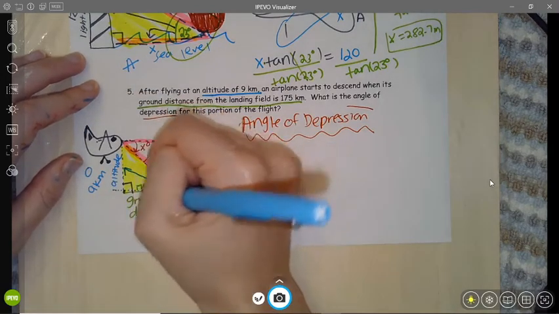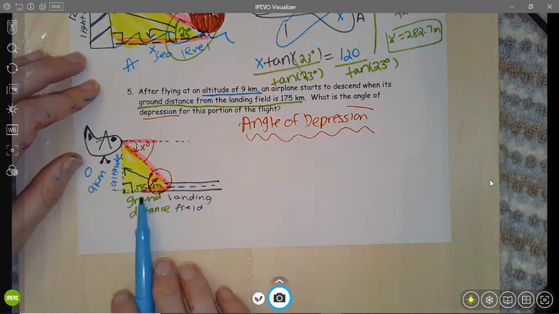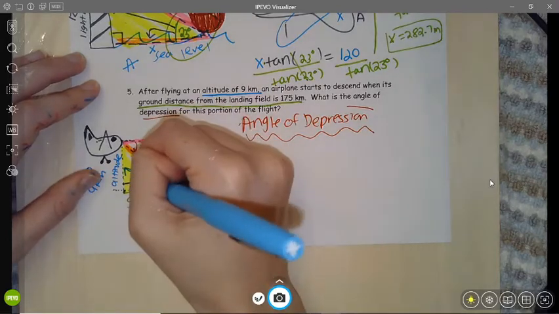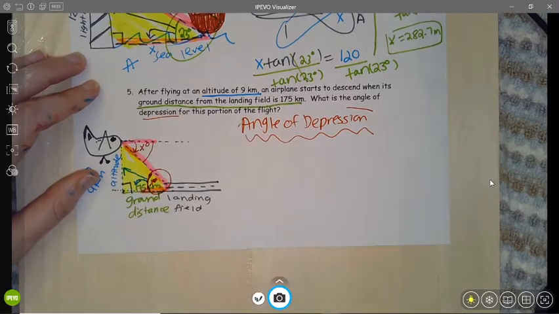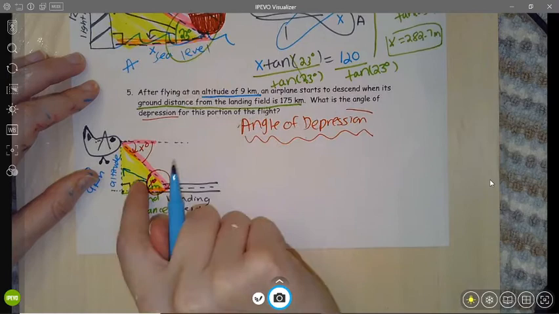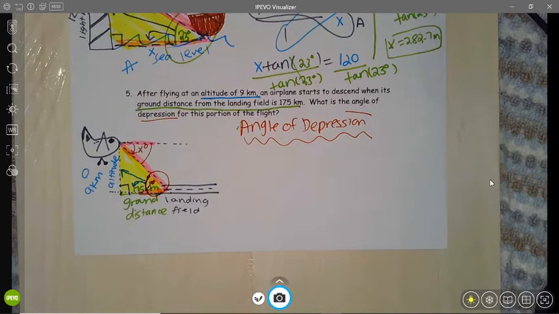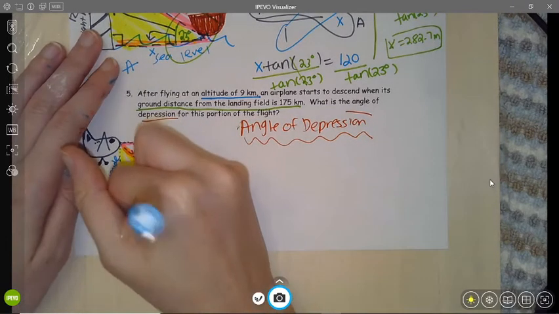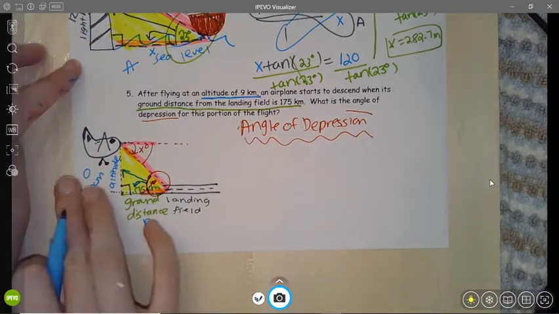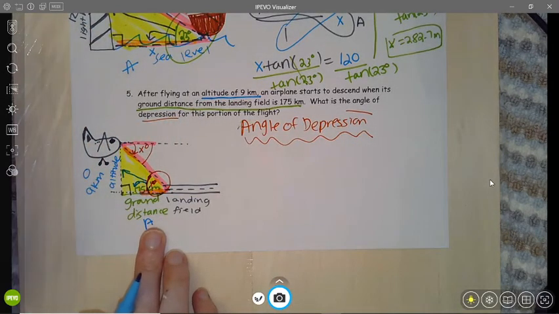The 175 kilometers, which I know I wrote over, now it's hard to see, is a side right next to my angle that is not the hypotenuse, because the hypotenuse is the side across from the right angle. So what side is the 175 kilometers? That would be the adjacent side. Okay, so I have an opposite and an adjacent.